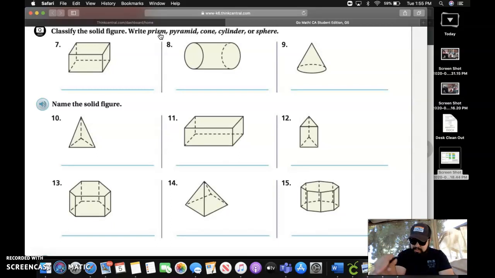Then look at the base. How many sides are there? What kind of polygon is it? If it's not a polygon, then you know it's a non-polyhedron, and it's something else. For instance, number 8, well, we know that's a non-polyhedron. We know that's a cylinder because of the bases.